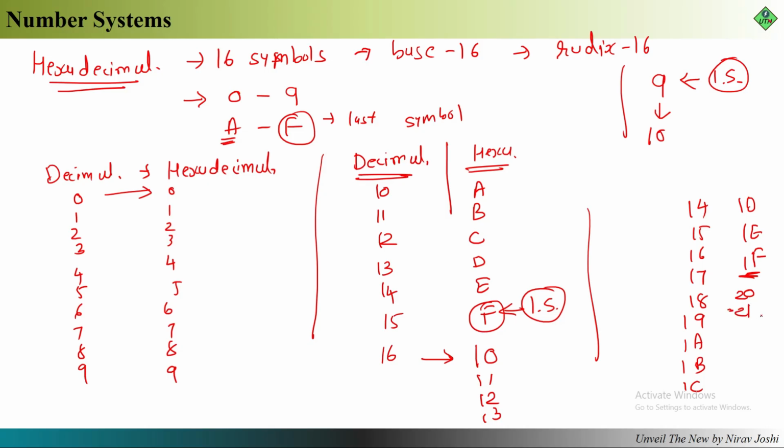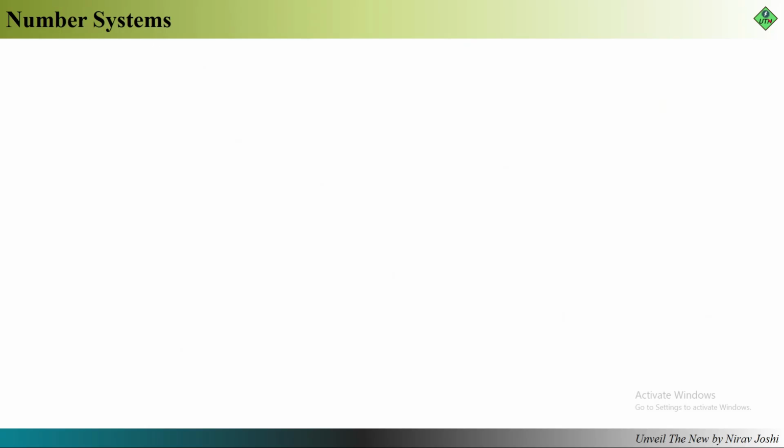After that, simply, we need to repeat 21, 22, 23, 24, 25, 26, 27, 28, 29. 9 is not the last symbol in the hexadecimal. So after 29, what we will get is 2A, 2B, 2C, 2D, 2E, 2F. F is the last symbol, as in 2F. And in 29 of decimal, 9 was the last symbol. After that, what we get is 30. So here also, what we will get is 30.